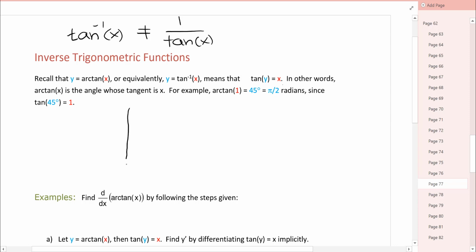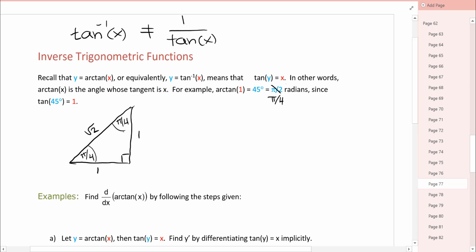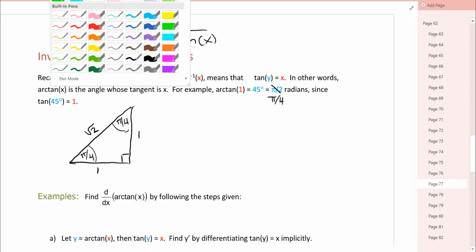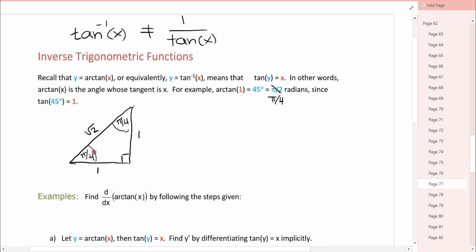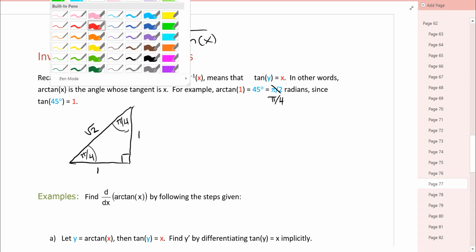So if I just draw a little triangle, and let's say that's pi over 4 radians, or 45 degrees, and this is pi over 4 radians. So it's an isosceles triangle. This would be like 1, there's your right angle, and that would be the root of 2. So the tangent of 45 degrees, or pi over 4, is opposite over adjacent, 1 over 1. So it's just 1.